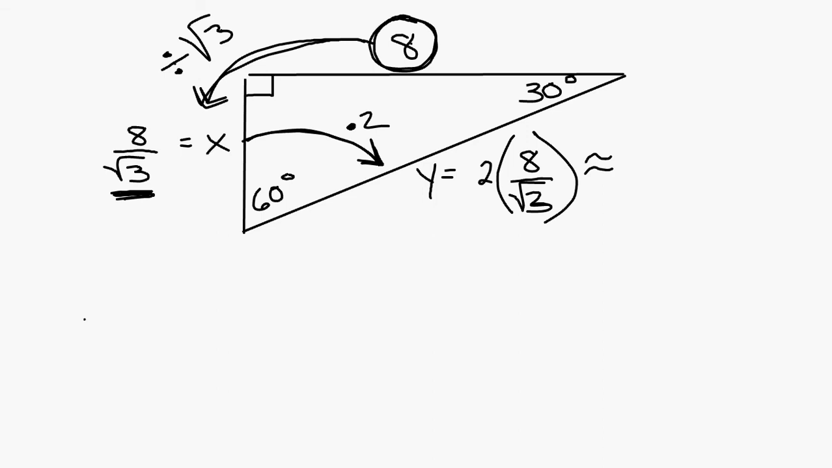X 2.7. I got 4.7. Yeah, I got 4.7. What did I do? You're not hitting equals at the end of your problem. You're taking 8 and dividing it by the square root of 3. And you're not pushing equals.